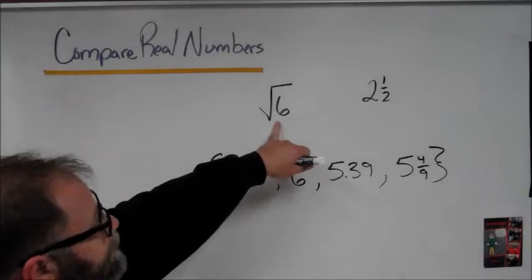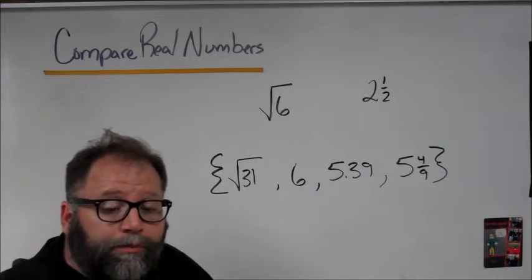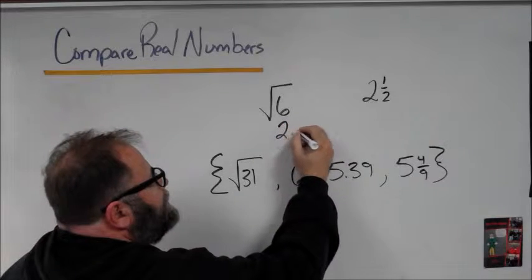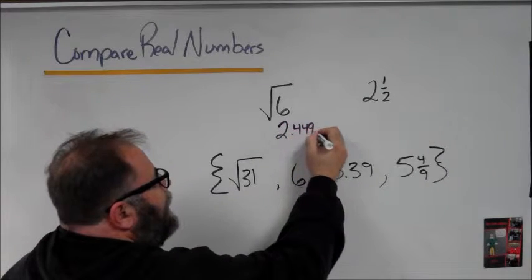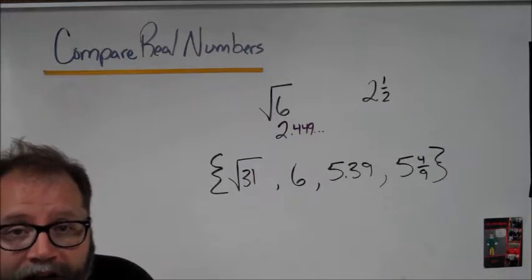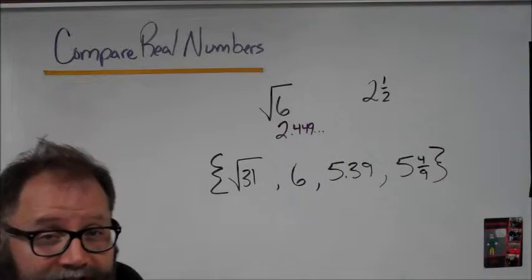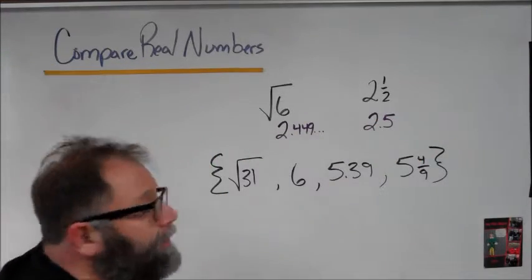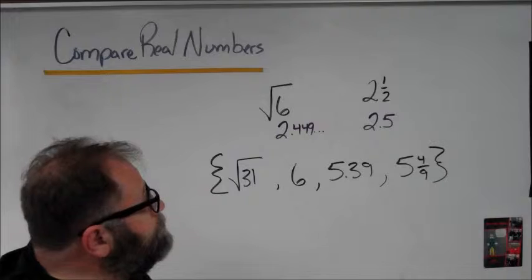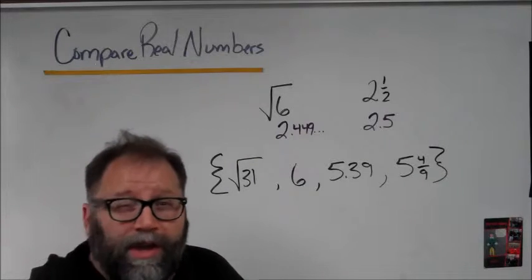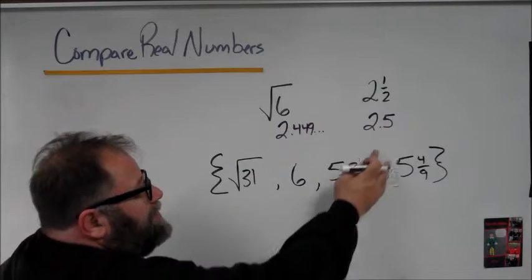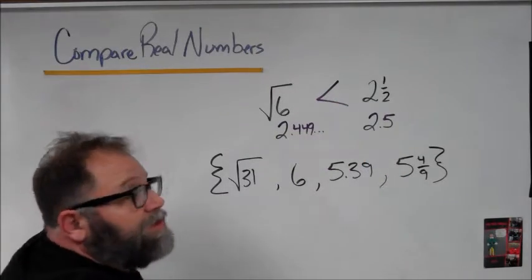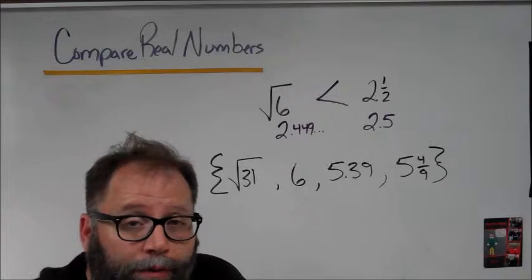So I've got square root of 6. I punched square root of 6 previously into my calculator, and what I found was the square root of 6 is 2.449. That does keep going. And let's rewrite 2.5 as a decimal, so we know that's 2.5, right? So we got 2.449, keeps going, and 2.5. Let's just look at the tenths place here. I got a 4 and a 5, which means the 2.5 is greater than the square root of 6.